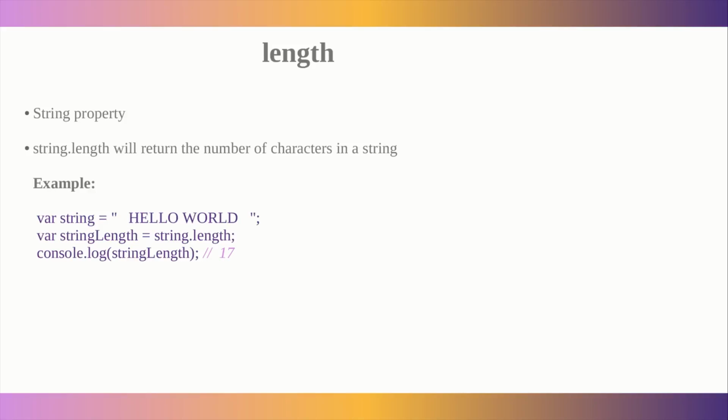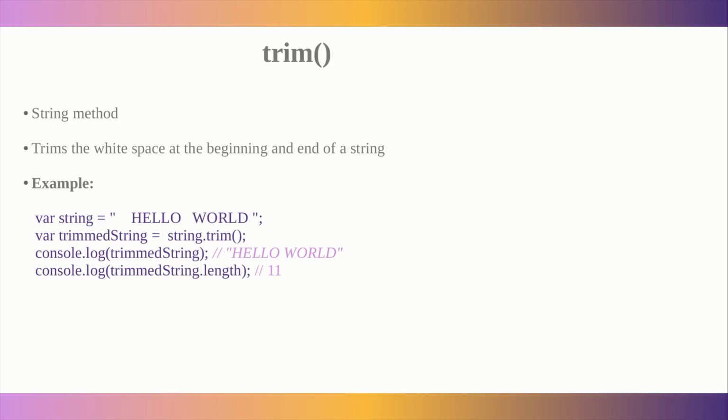Now, how does this relate to the trim method? Well, the trim method of a string will trim the white spaces at the beginning and end of a string. To apply the trim method on var string, use the dot notation. And in our example, var trimmedString is assigned the result of the trim method on var string. And when we console log this, we see that the white space at the start and at the end of the string has been removed. And when we console log the length of the trimmed string, we get 11, which is the number of characters in the words hello and world, including the 1 space in between them.